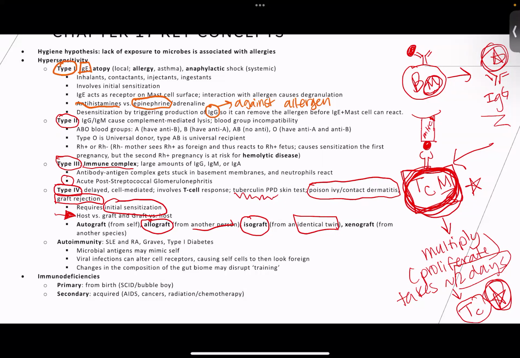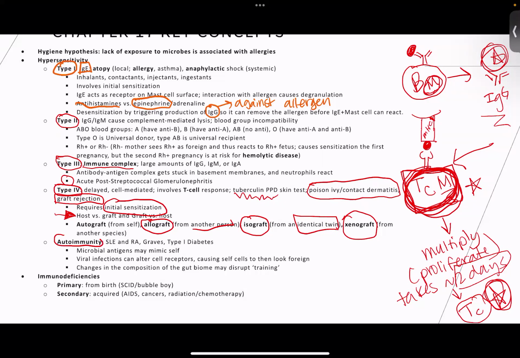Isograft is only going to be identical twins. A xenograft would be from non-person to a person. So cross species. We have heart valves from pigs. We have heart valves from cows, and other tissues that can be derived from other animals. Those are xenografts. Okay, moving on to autoimmunity.